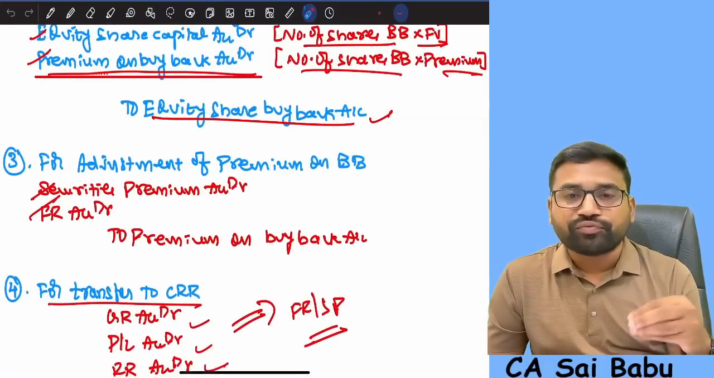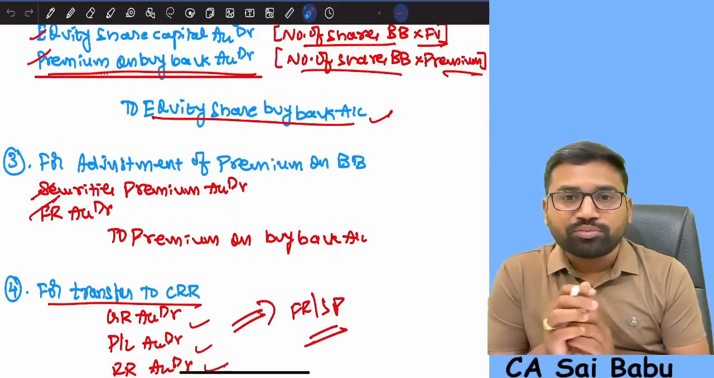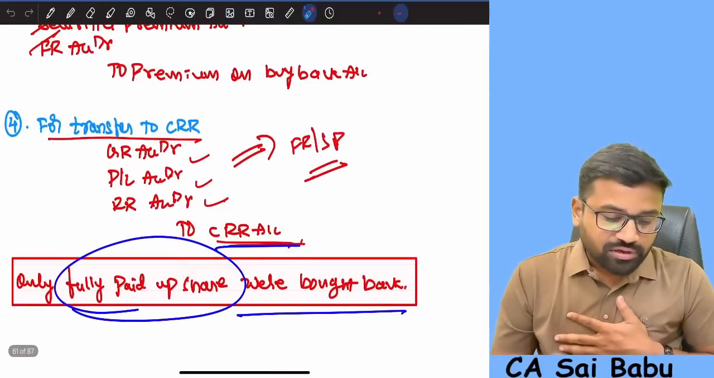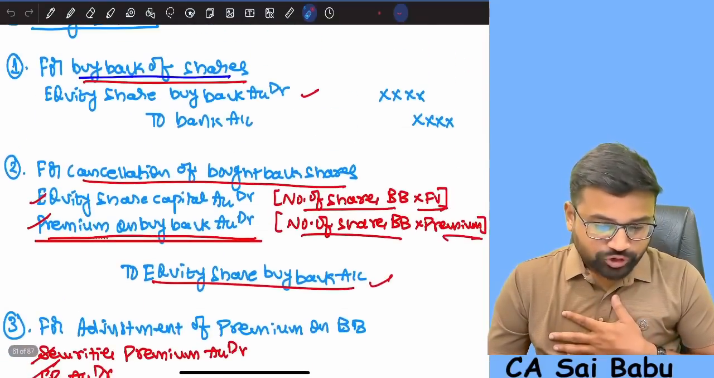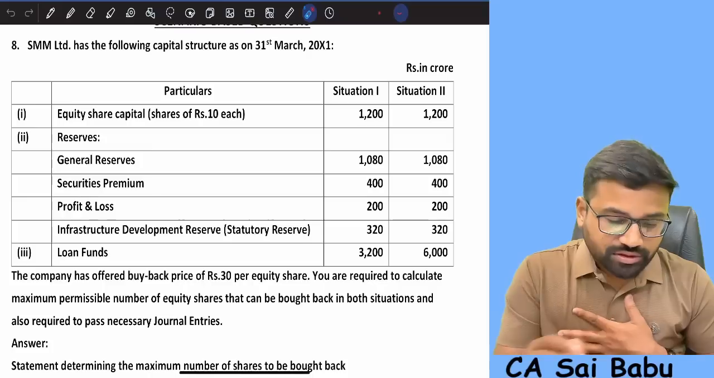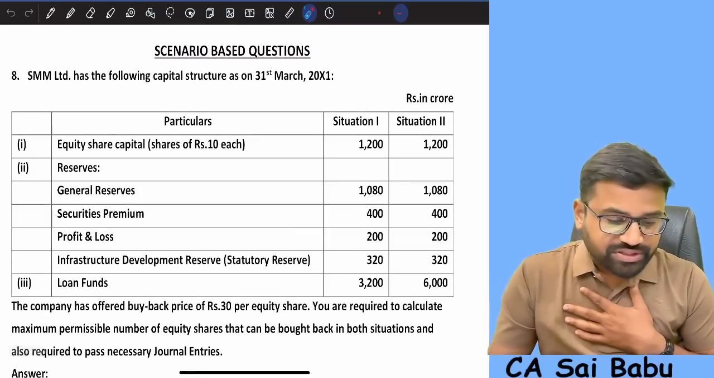Whenever we depend upon the free reserves or securities premium for buyback of securities, then to the extent of the nominal value of shares bought back, we must transfer from free reserves to CRR and make sure that only fully paid up shares are bought back and cancelled. So these are the entries. Now I am going to cover one important question, sir. The important question which is covering all the important adjustments from this chapter.